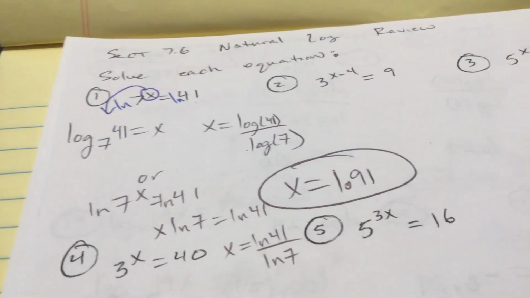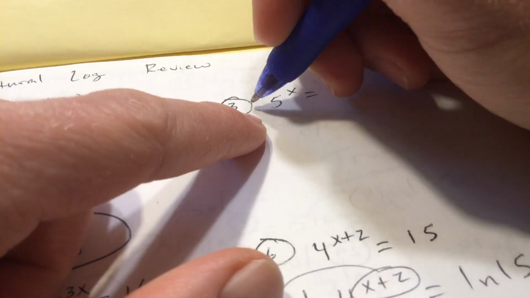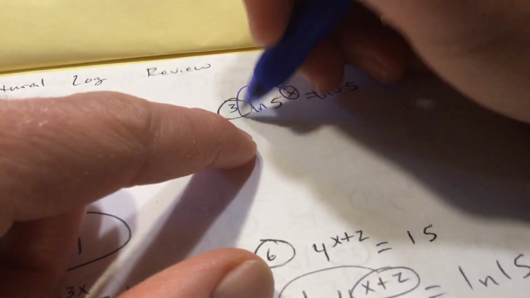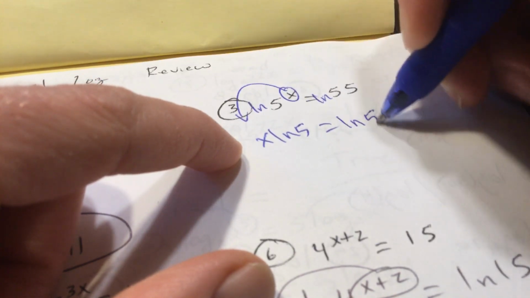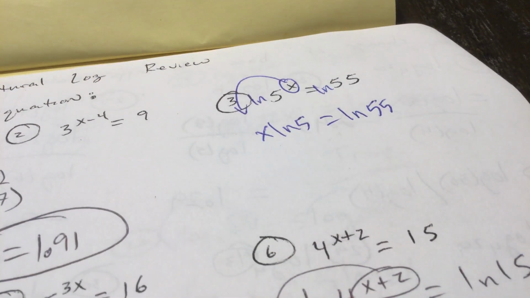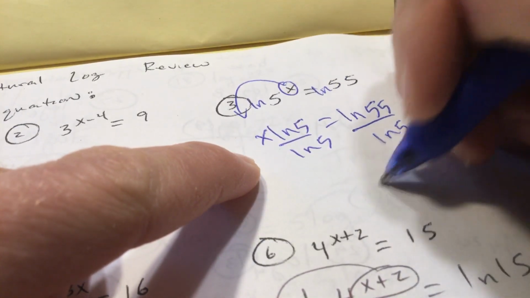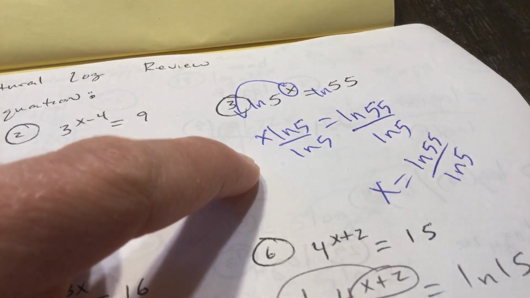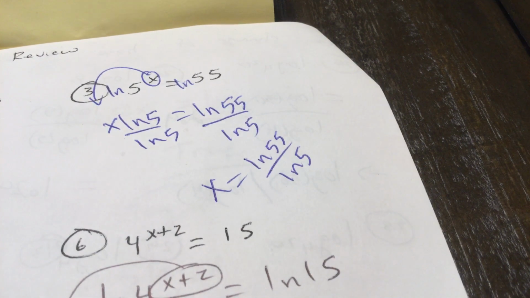All right, so on number 3, I would attach natural log to both sides. This power would come on down: x natural log 5 equals natural log 55. To get rid of x, I would divide both sides by natural log 5. Now, believe it or not, that is the exact answer. Natural log 55 divided by natural log 5 is how I'm going to want you to write the answer when, hopefully, we meet again one day in calculus.